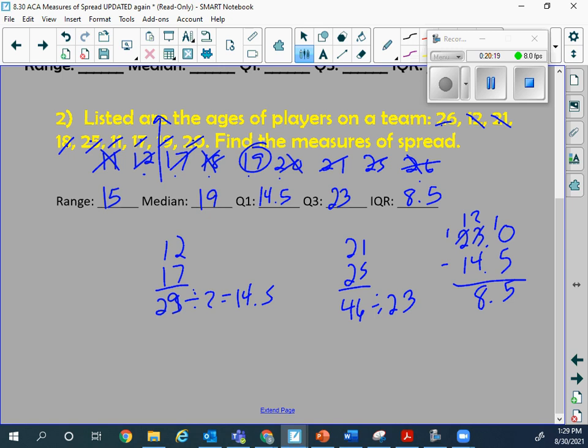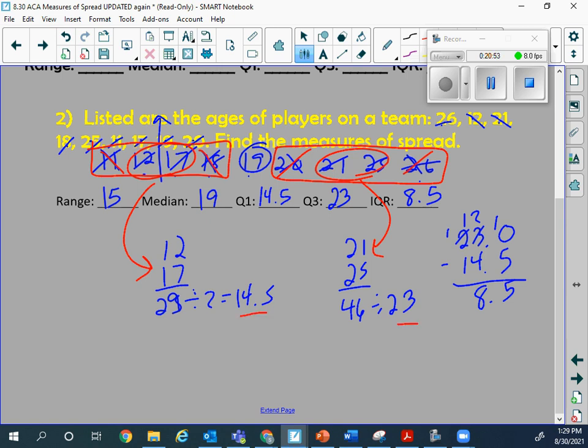Q1? Yeah? Okay, so Q1, because the median was here, remember we cannot use it. So that means I have to find the median of the lower half. So that means top, bottom. Then we have to add and divide by 2, which is where I got 14.5. The upper half, top and bottom, and then look, I had to add and divide by 2 to get that 23. And then the IQR is to subtract Q3 and Q1.